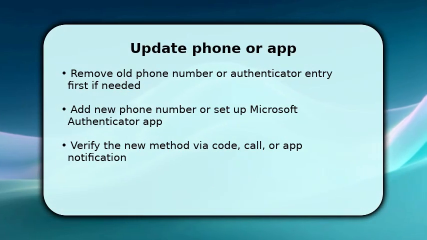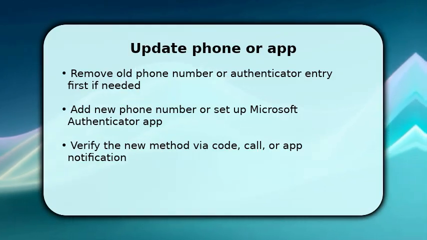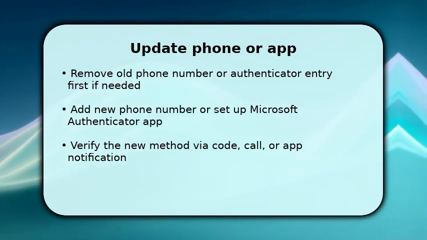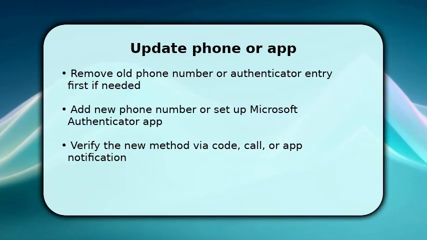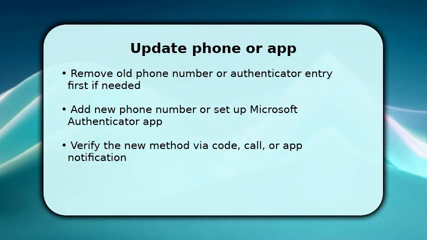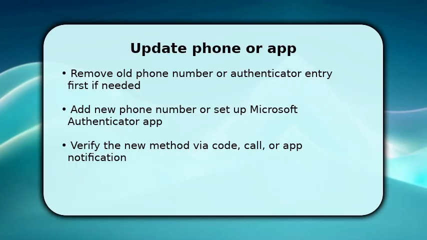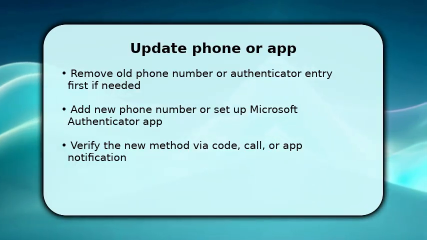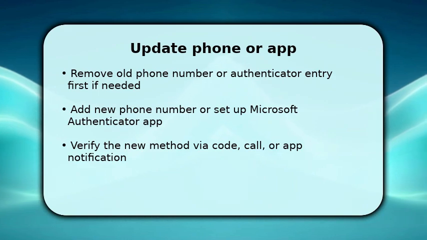Once in Advanced Security Options, find the section for two-step verification and multi-factor auth settings where you can add or remove methods. You should remove the outdated phone number only after adding the new number or authenticator to avoid losing access. Add the new phone number and request a verification code, or scan the QR code into your authenticator app and confirm the generated code. Make sure you complete verification immediately so Microsoft recognizes the new method as active.